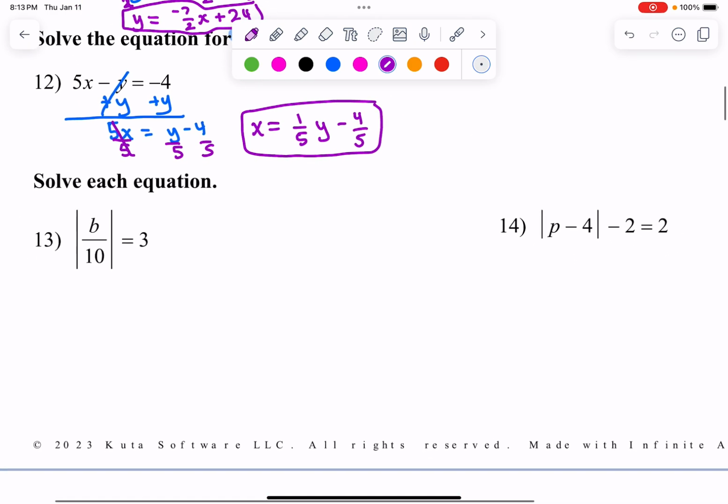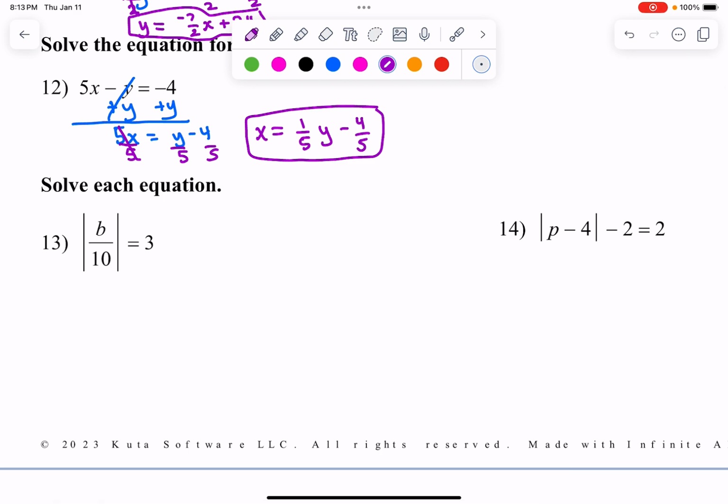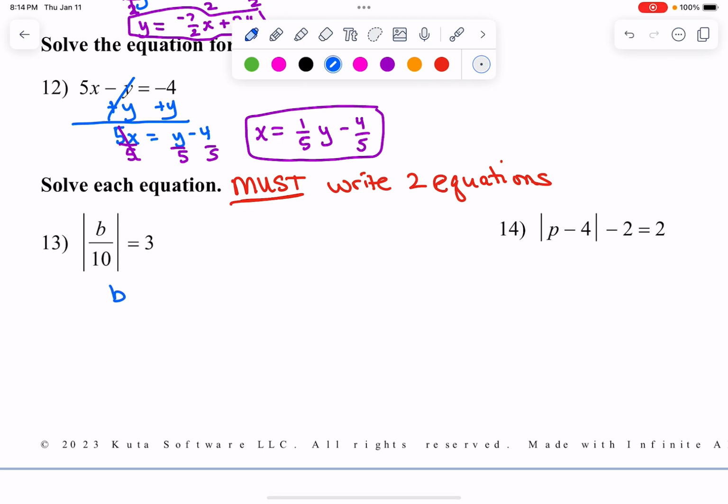We're almost at the end. We're looking at our last two problems that have absolute value bars. We know that when we're solving with absolute value bars, we must write two equations. We know that the first is the same as the original without my bars. b over 10 equals 3, or b over 10 equals negative 3. We always give a negative to the other side for our second equation.